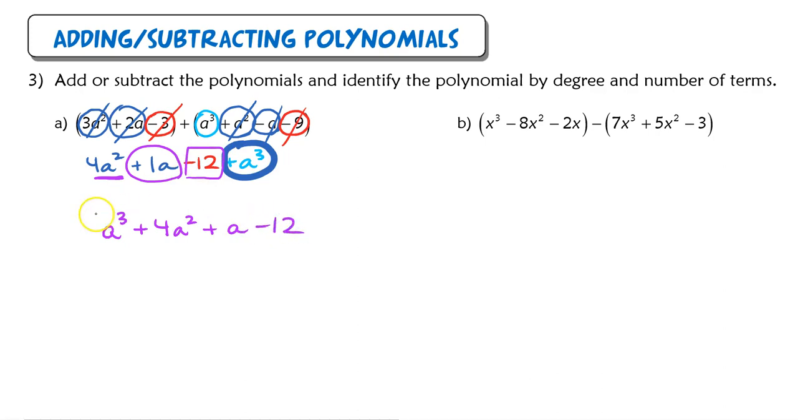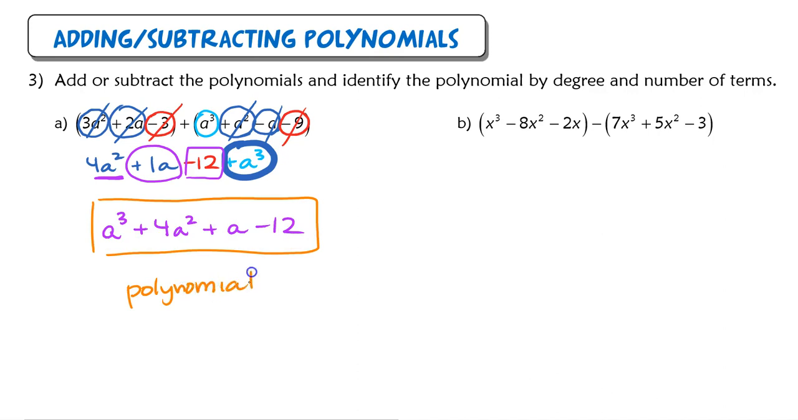So this would be my resulting polynomial, and because it has 4 terms here, we would label that a polynomial, and because the degree here is 3, the highest degree, we'd call that cubic.